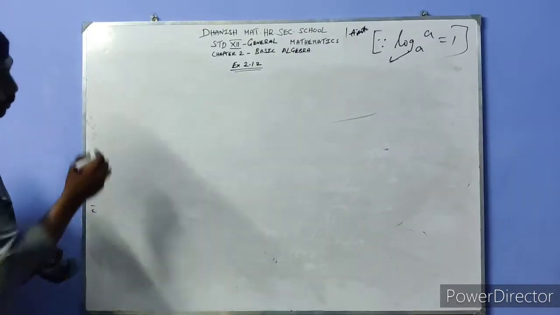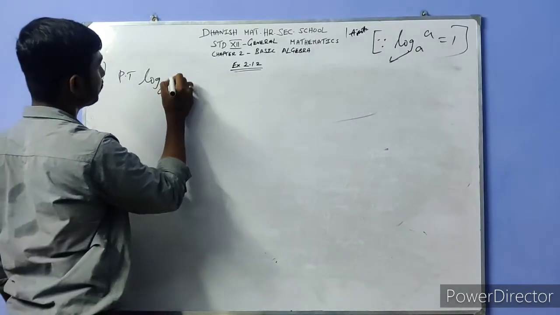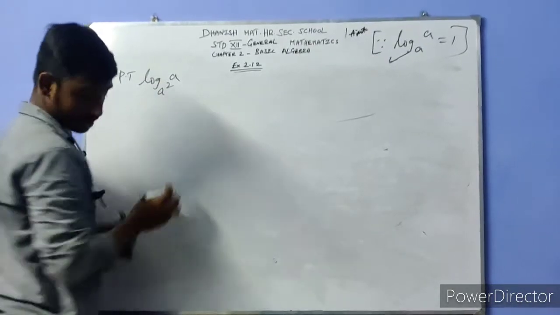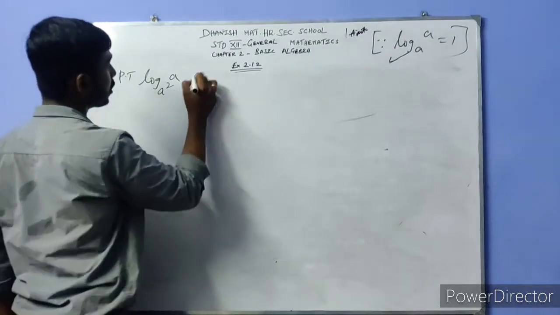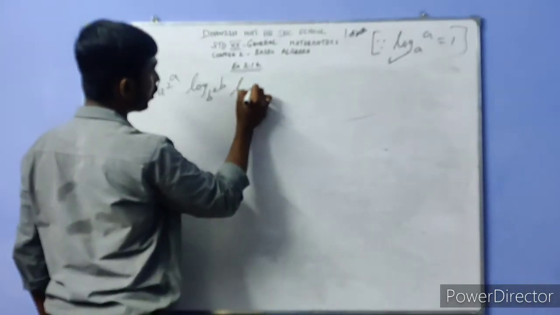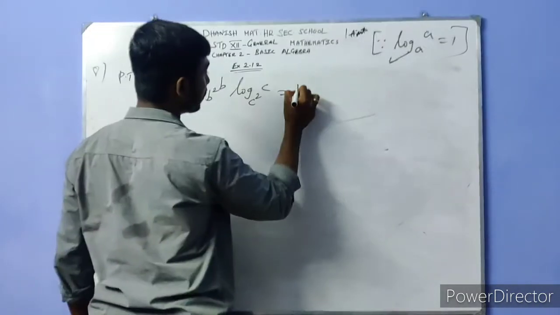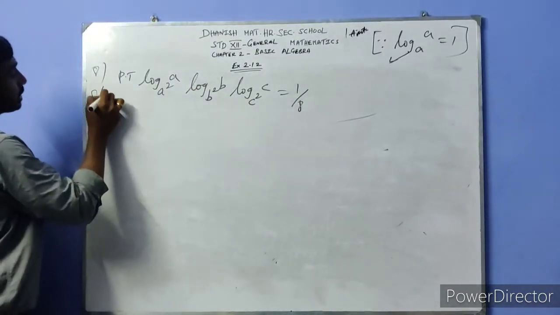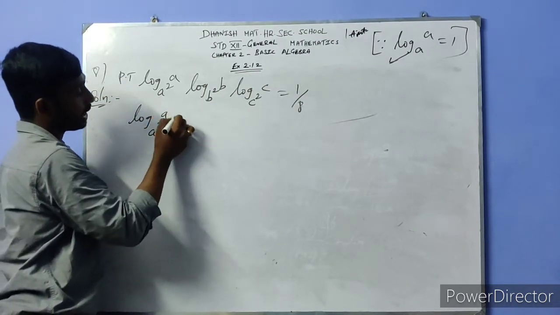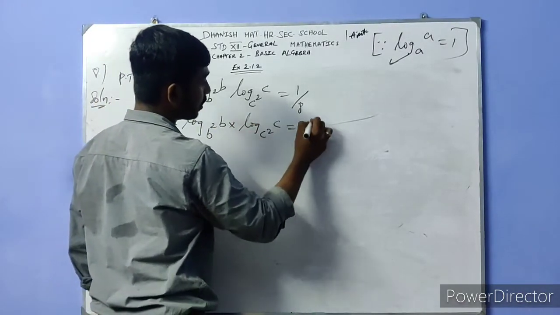What is the question given here? Prove that log A to A square, then log B square B, log C square C equals 1 by 8. So now we are going to write like this. This one looks like a multiplication method. Log A square A into log B square B into log C square C equals 1 by 8.